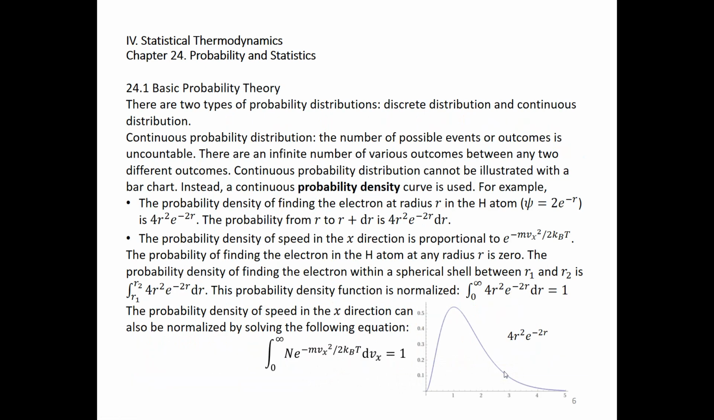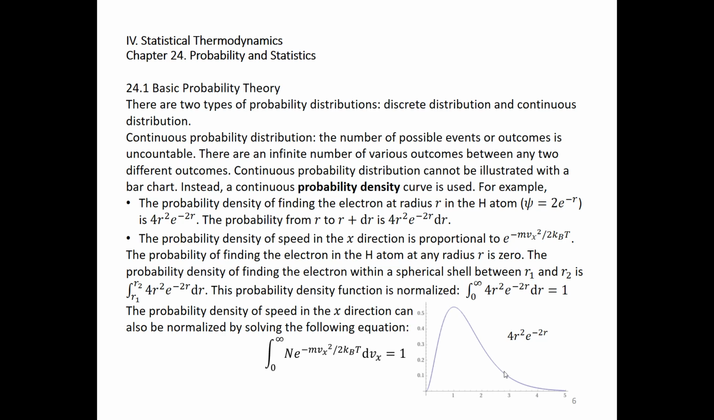Again, there are 2 different types of probability distribution: discrete versus continuous. Now let's talk about continuous probability distribution. In a continuous probability distribution, the number of possible outcomes is uncountable. And also, between any 2 outcomes, there are an infinite number of different outcomes. Here, let's look at one example. If I know a particle is between 0 meters and 1 meter, right?